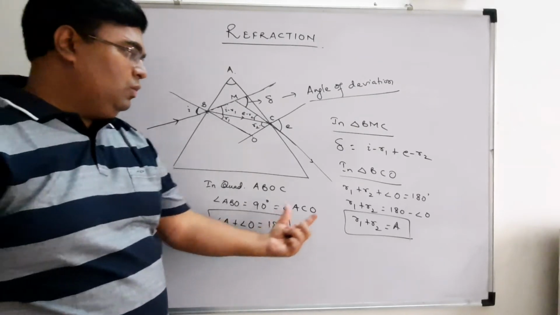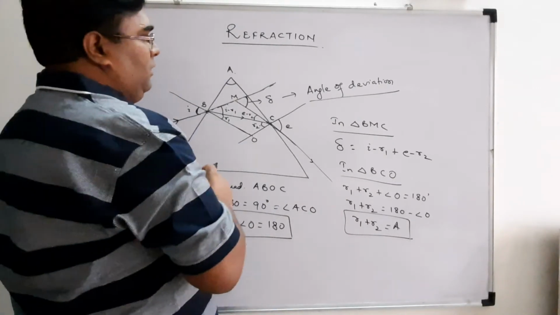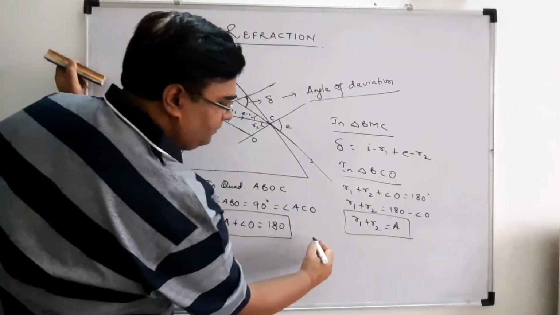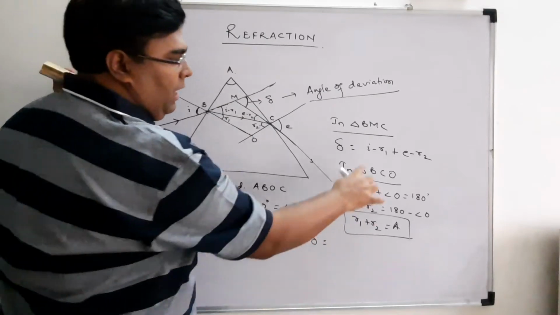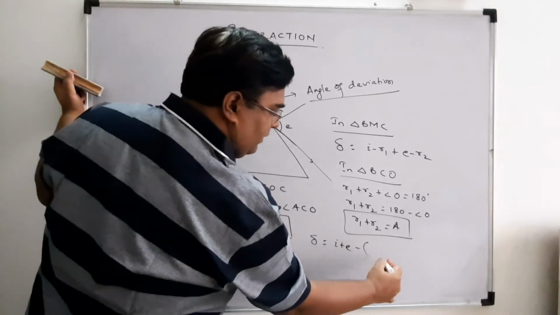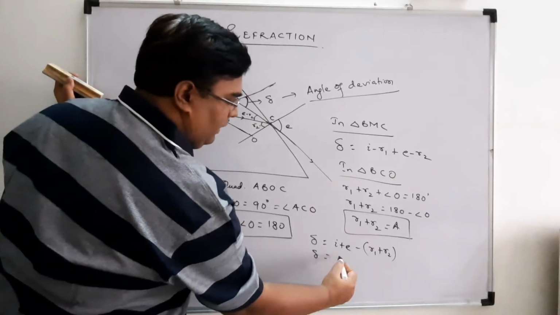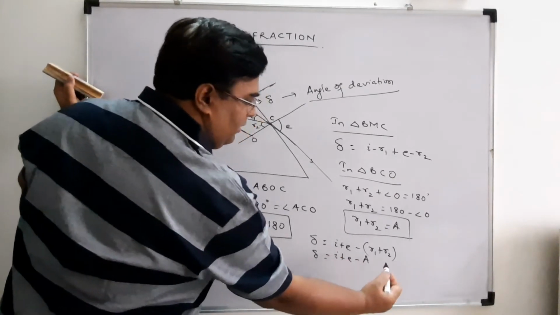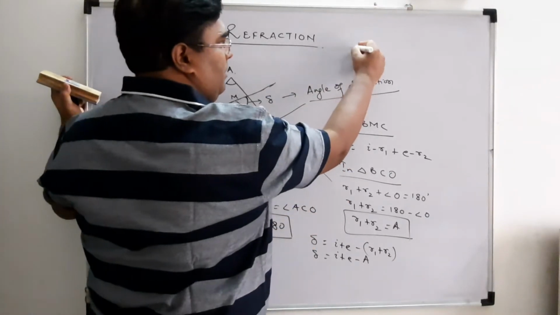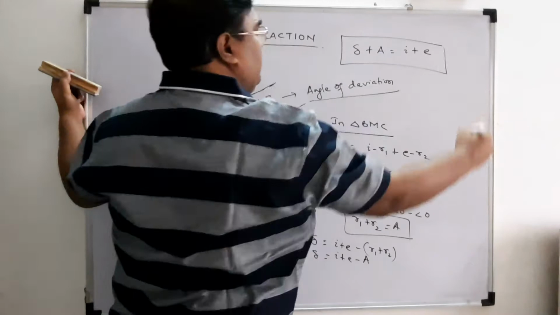So if you compare these two, we will get R1 plus R2 as A. Correct? Now let us write this equation again. So my delta is equal to what? I plus E, and if we take minus common, it will be R1 plus R2. So delta is equal to I plus E minus, I am replacing R1 plus R2 as A. So we have got one relationship, delta plus A is equal to I plus E.